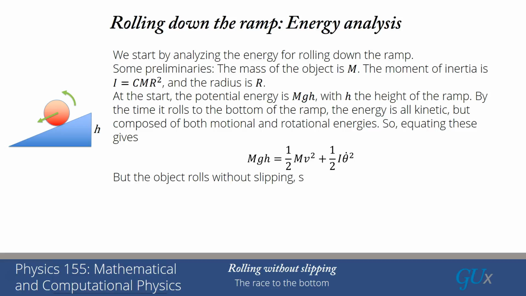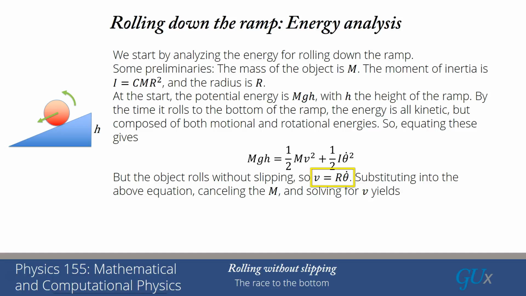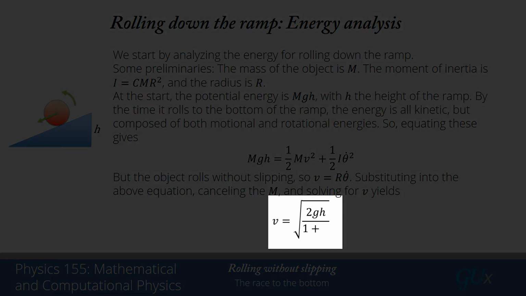Okay, these objects roll without slipping, so there's a constraint between how fast it can rotate and how fast the center of mass is moving, and that constraint is that the velocity is equal to r times theta dot. If we substitute that into the energy relation, and substitute in I equals c mr squared, we're going to have an m in every term that we can cancel, and we then go ahead and solve for v. What we find is v will equal the square root of 2gh over 1 plus c.